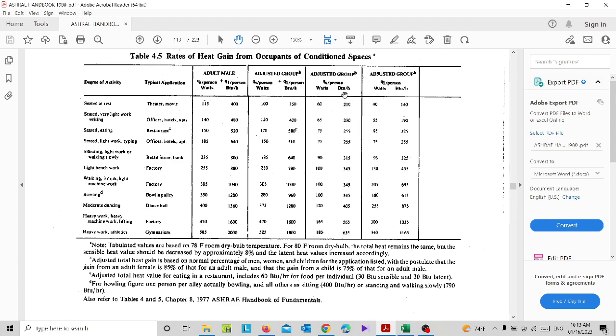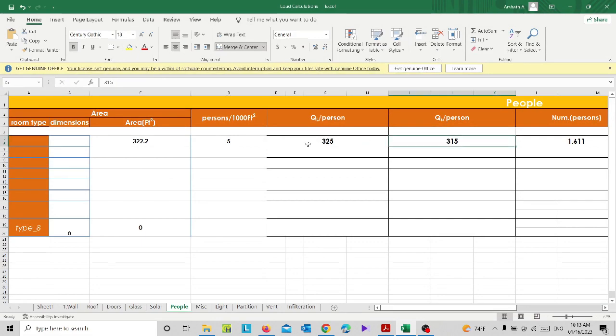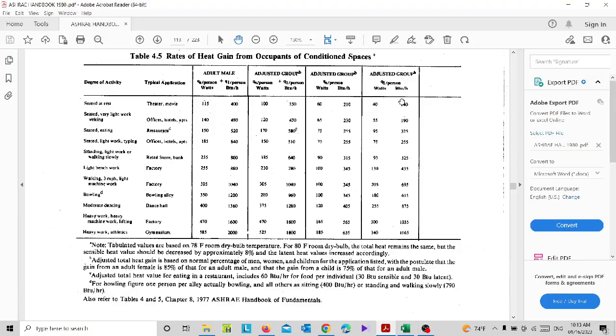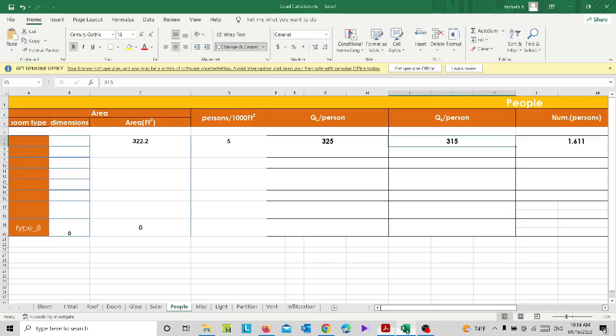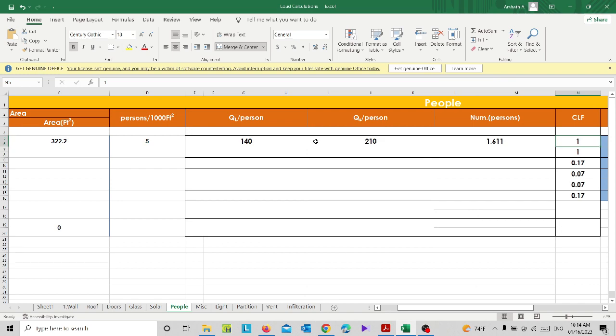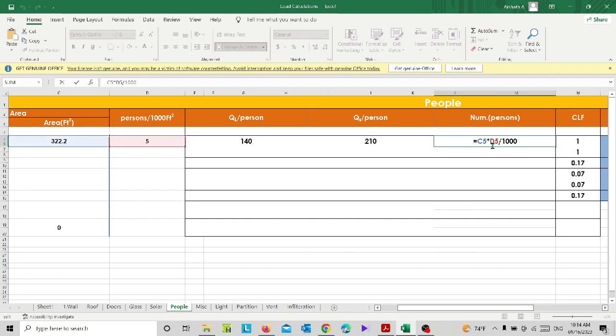So we need to find the QS value. For QS by person, I am going to simply choose 210, and for the QL by person, I'm just going to choose 140. Now the number of persons, you can calculate from persons by 1000 feet square into area. Just multiply the area by the persons, divided by 1000. You will get the number of persons for your area.